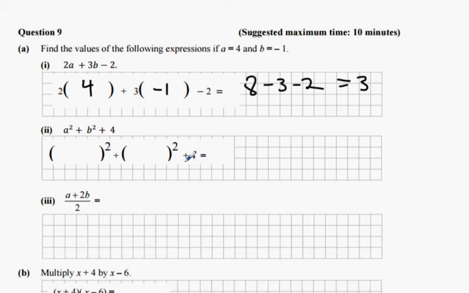A squared. What's a squared? 4 squared minus b squared plus 4. It's going to be 16 plus 1 plus 4, which will get me 21. Anybody else get 21?